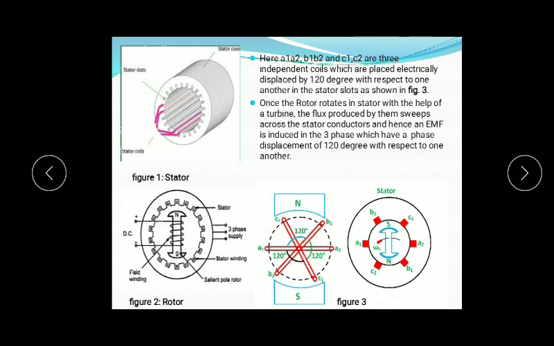So a three-phase system is nothing but three-phase winding. They have three windings which are electrically displaced by an angle of 120 degrees with respect to one another in the stator, as shown in the figure. Once the rotor rotates in the stator with the help of a turbine, the flux produced by them sweeps across the stator conductors, and hence an EMF is induced in the three phases. Whatever EMF is induced in the three phases will again have a phase displacement of 120 degrees with respect to one another.